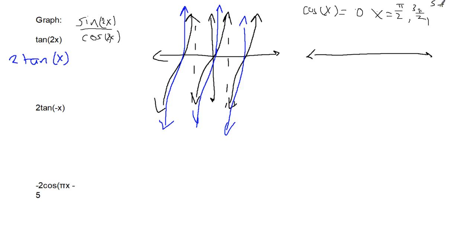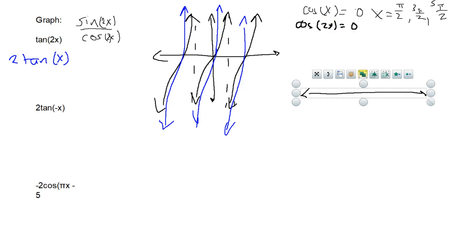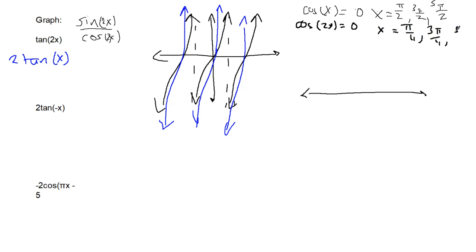And if we extend this to the fact that cosine 2x is equal to 0, we'll get cosine 2x equal to 0 at x equal to just half that: pi over 4, 3 pi over 4, 5 pi over 4. So the actual graph, the final graph, will look like this. We'll have that, and then that, and then that.